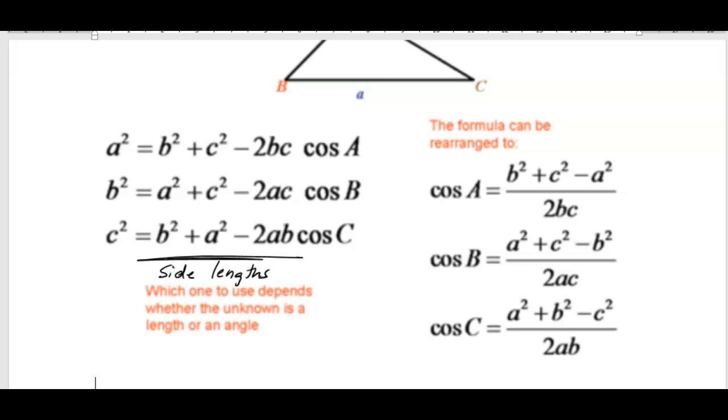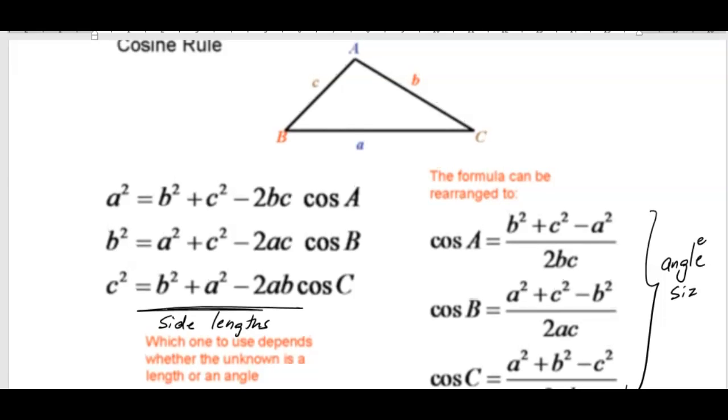And I would prefer you to use the formula in this format if we are finding the size of a missing angle. Yes, you can have all three of them down, but it's easy to see patterns. So we have a squared equals b squared plus c squared minus 2bc cos of angle A. If you follow the other two formulas, you'd see that they basically have a pattern in them. So if you remember one, you should be able to work the other two out.